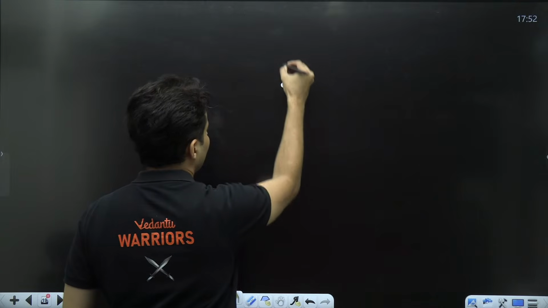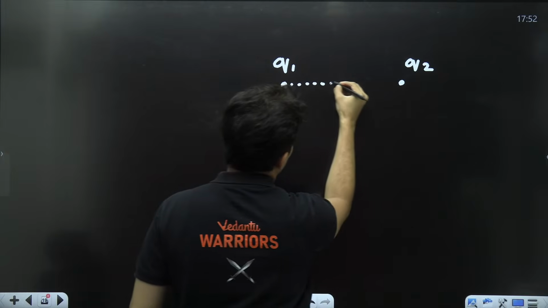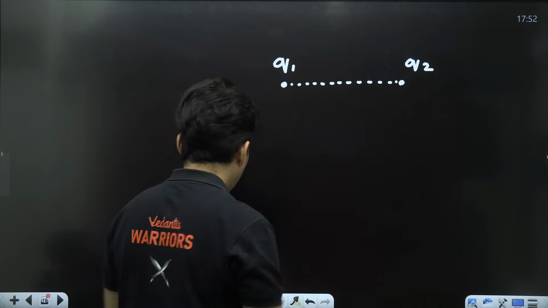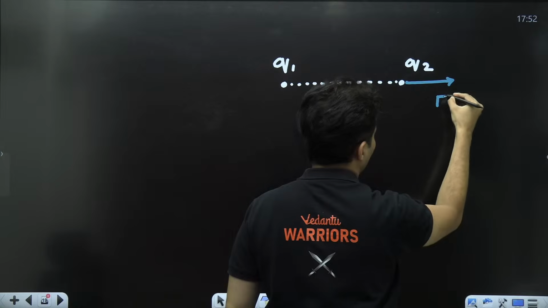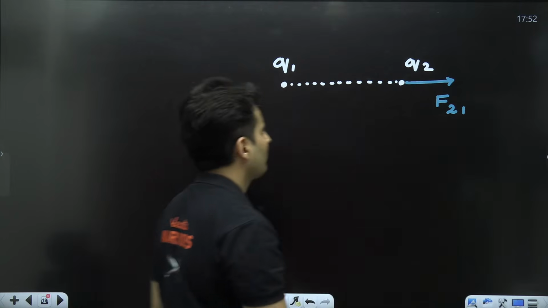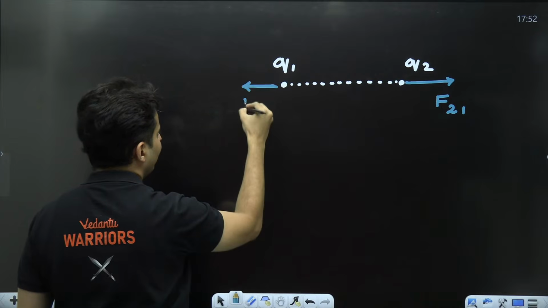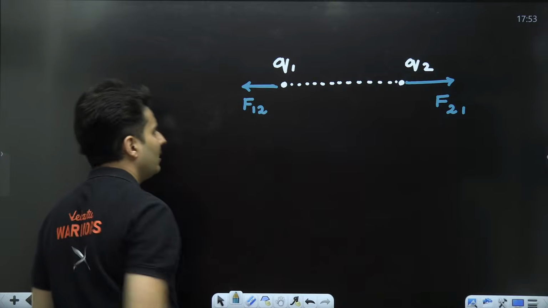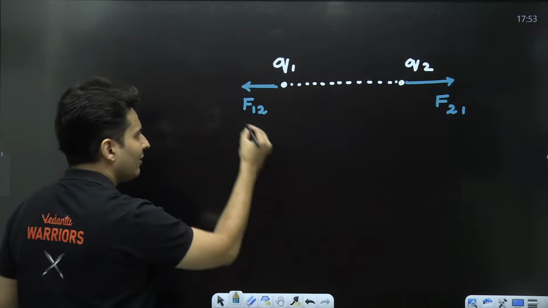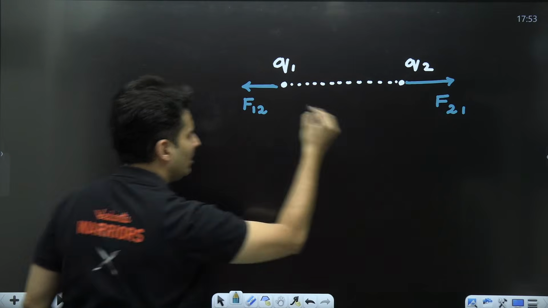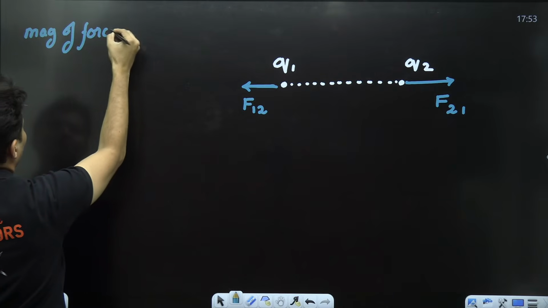See, imagine there is a charge 1 here. Imagine there is another charge over here. Let's say there is some distance between them. Charge 1 on charge 2 applies a force. So this is the force on 2 due to 1. Same way, charge number 2 on 1 will apply some force. So I will write it as force on 1 because of 2. This force, either this or that, the magnitude of the force we have already seen.